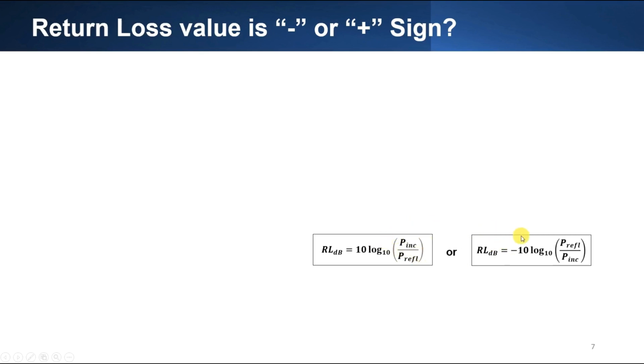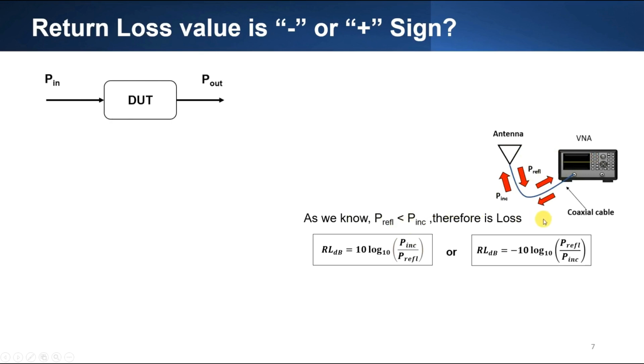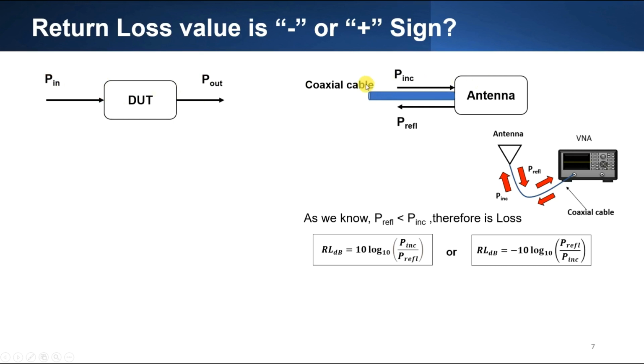Both equations can be used, but for easy remembering, I will show you which one is easiest to remember. This is an example of measuring the antenna. We have power incident and power reflected. As we know, power reflected is always lesser than power incident, therefore it's a loss. Let's say we have a system, with power in here and power out after passing through the DUT. And here will be the antenna, same setup as this one.